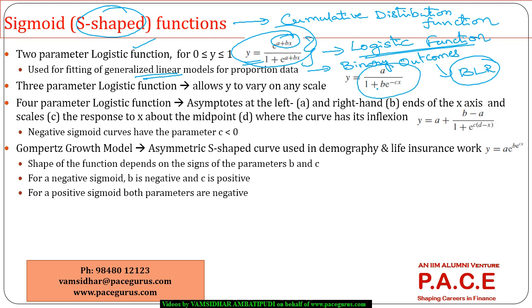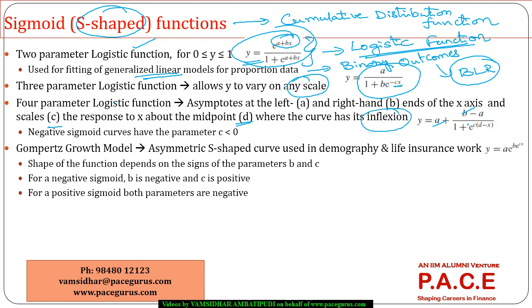I can also create a different sigmoid function with 3 parameters a, b, c, wherein because of a c in the power, the y can vary as per any scale. Whereas in the 4 parameters, I'll have a, b, c, d. A and B are more or less related to the locations, right? The left and right hand ends of the y-axis are given by A and B, and the scaling is given by c times (d minus x). So the scaling is done by C, and the midpoint where the curve has its inflection is given by D.